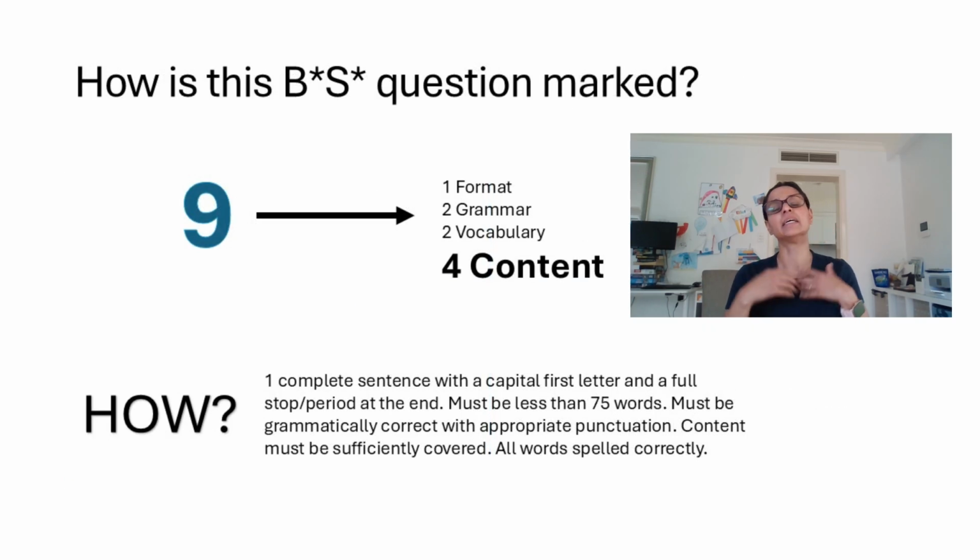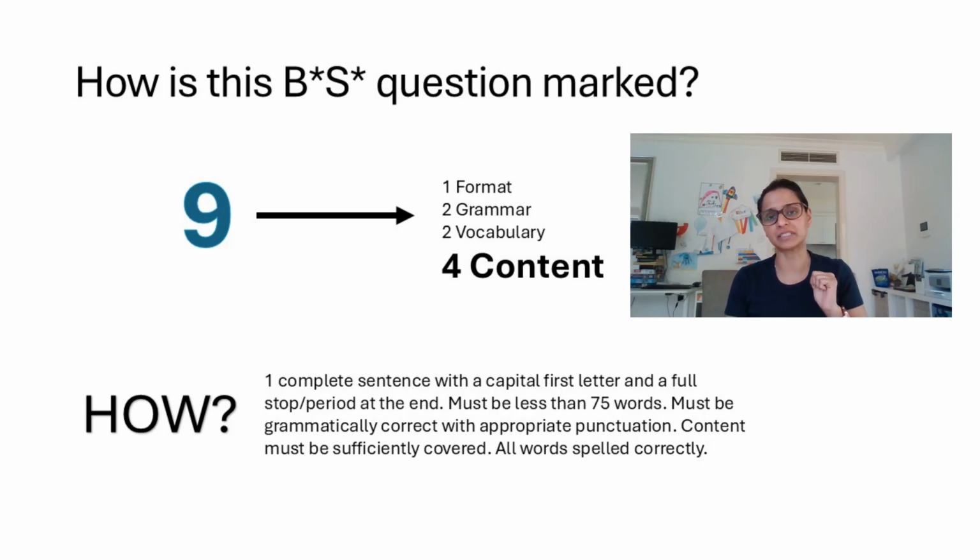Alrighty, tighty. Previously, I used to think this was a real BS question, which is why the slide says, how is this BS question marked? But now that they have placed more emphasis on content, I'm starting to have a little more respect for it. Okay? So, 9 points is the maximum you can get. And how do we get it?